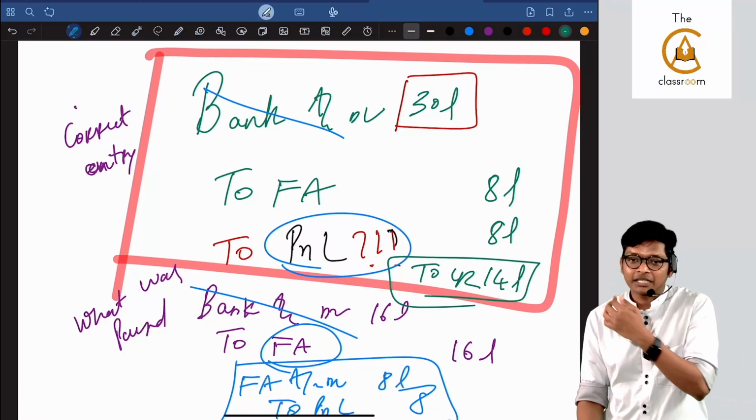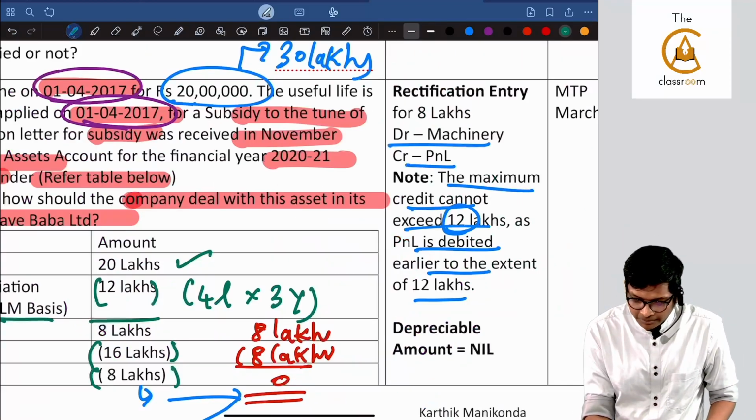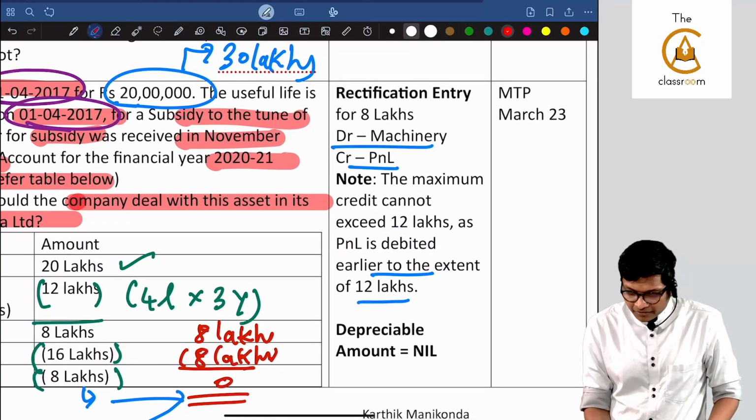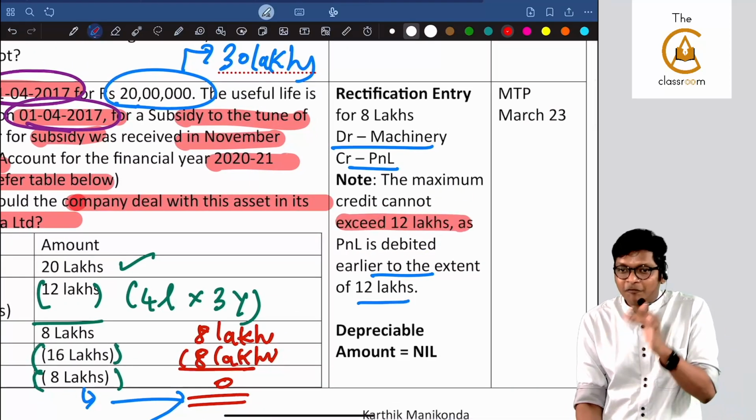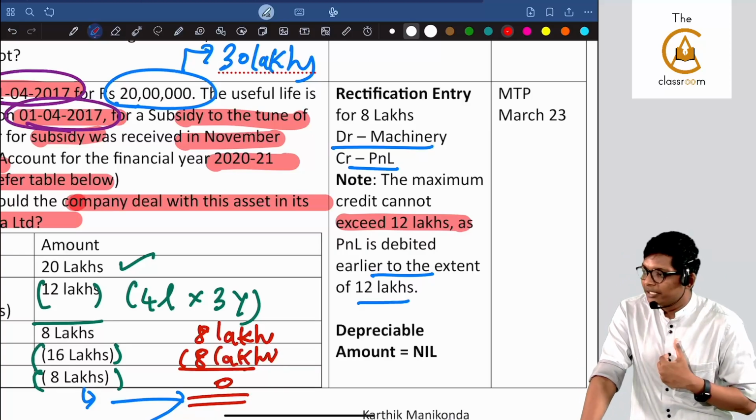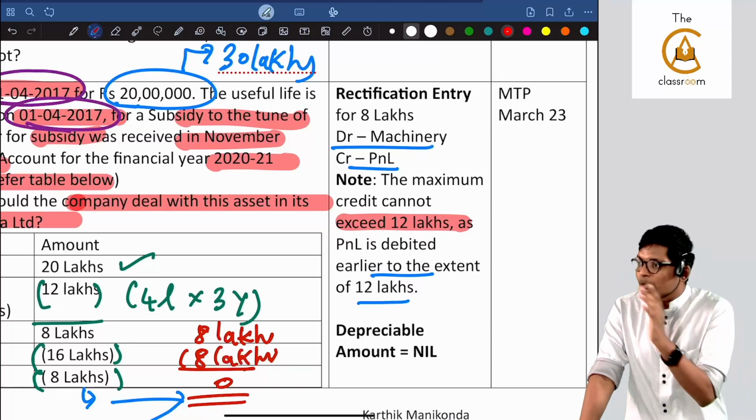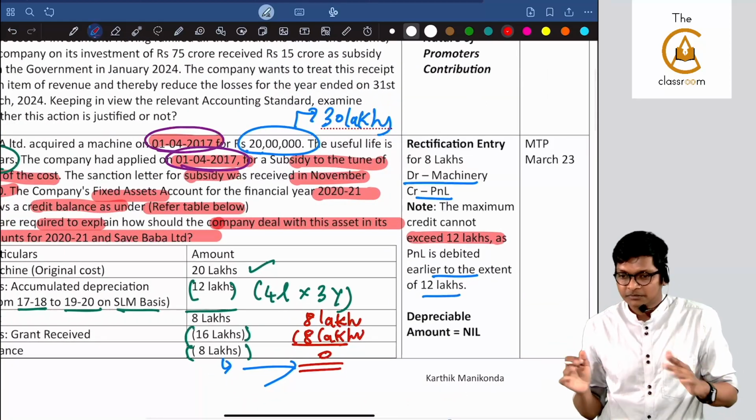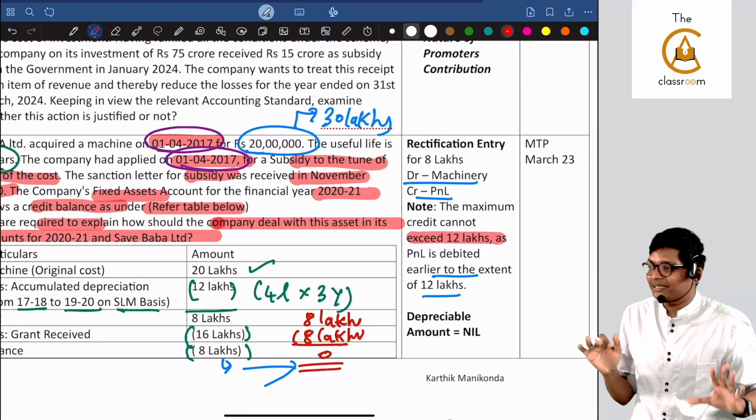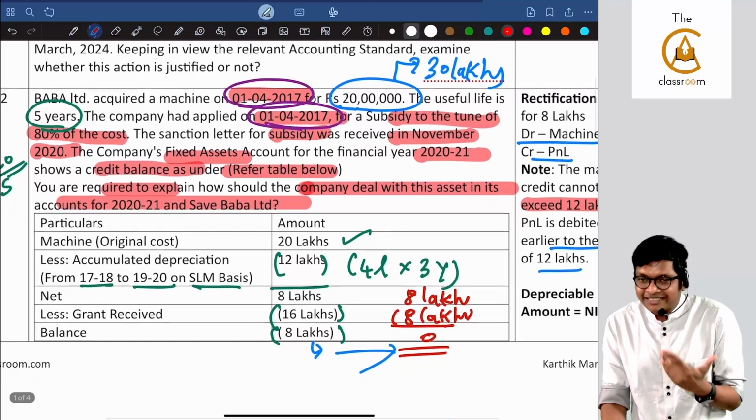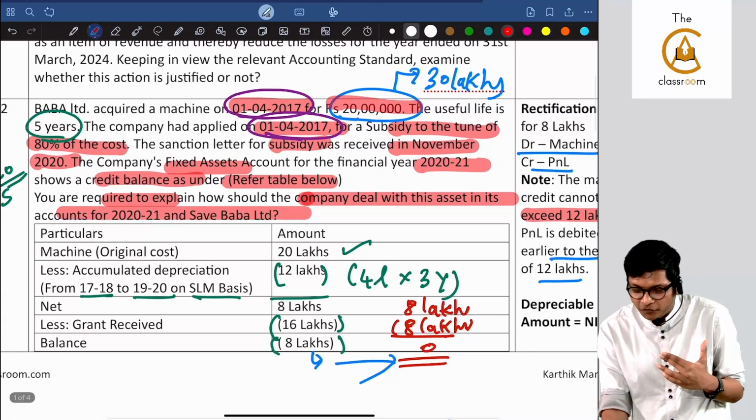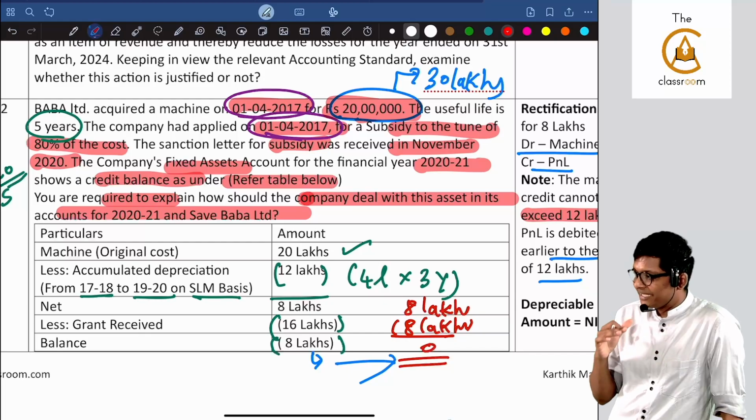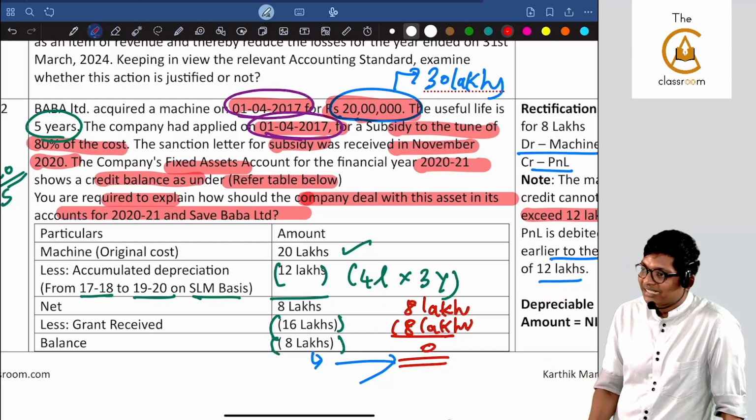That time you are correct. Are you following? See, I will just put it in simple terms. I am not getting into numbers here. You can reverse to P&L only to the extent of the previous debit. What is the previous debit? 12 lakhs. Up to that you can reverse. Beyond that will go to capital reserve, but don't worry. Don't break your head. We will not get a sum like that because logically it doesn't make sense. How can you receive a grant for more than the value of the asset? I'm saying if at all it comes, it goes to capital reserve.